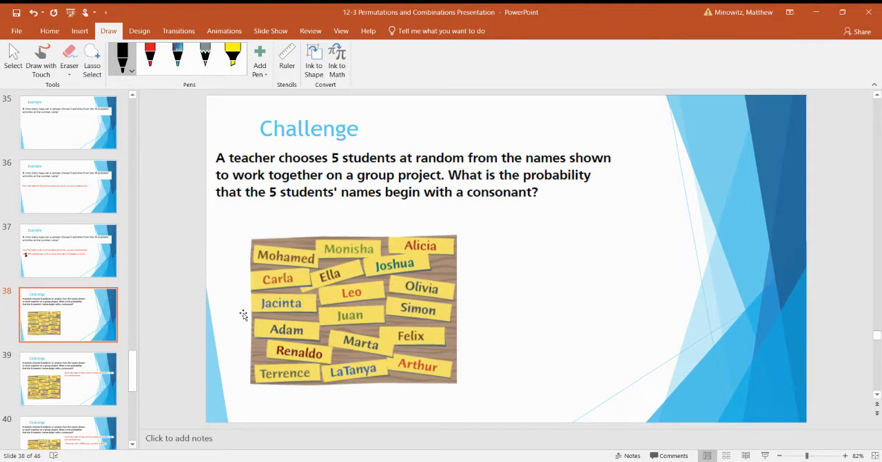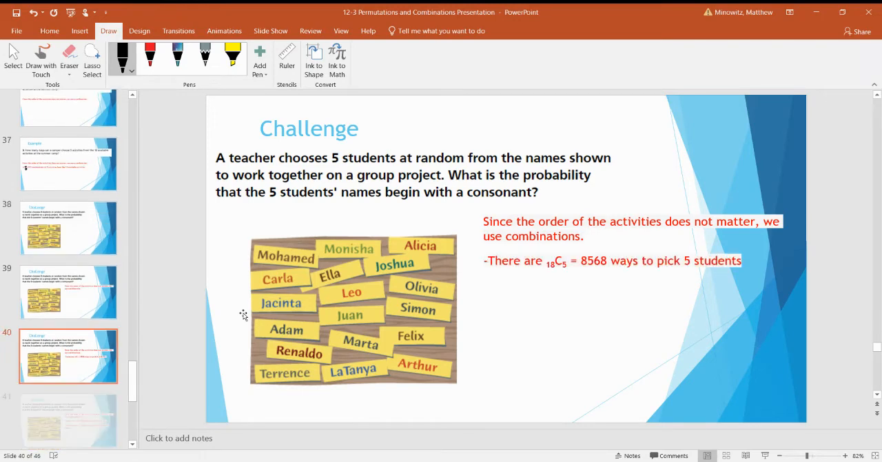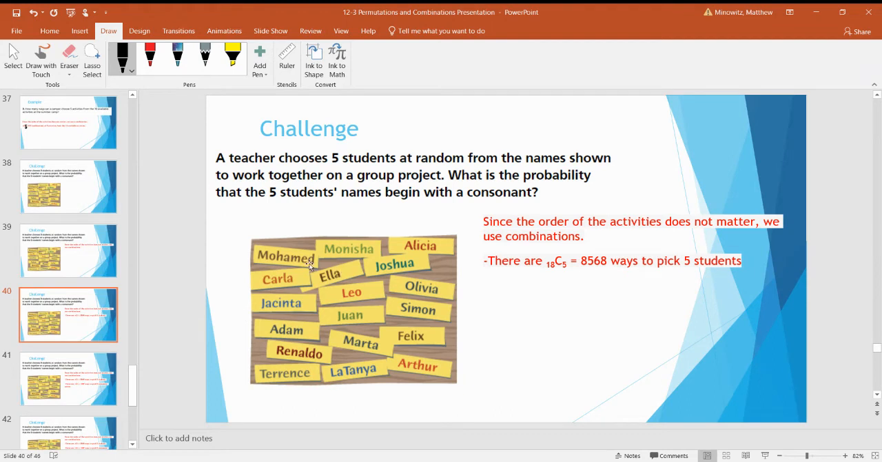So let's look at this. First thing we need: order doesn't matter. I always like to state that and say I'm using combinations or I'm using permutations. So I see that there's 18 students here, and I want to choose 5 of them. So that's my denominator. There's 8,568 ways to pick the 5 students. That doesn't factor in what their name starts with or what their name ends with.